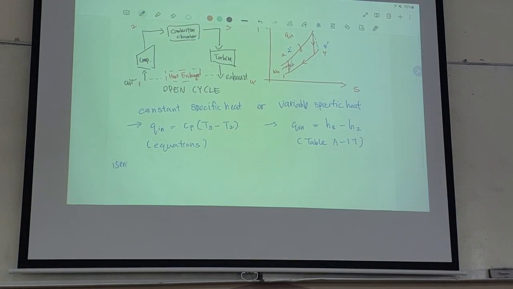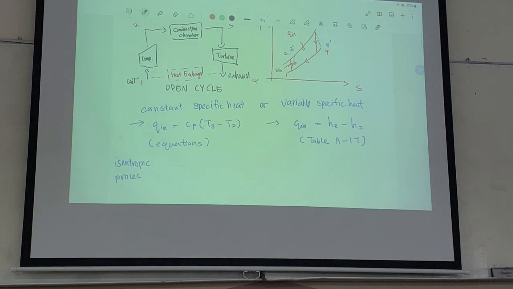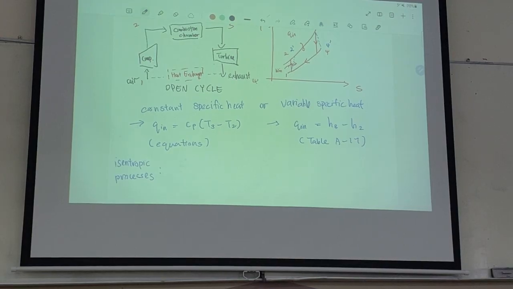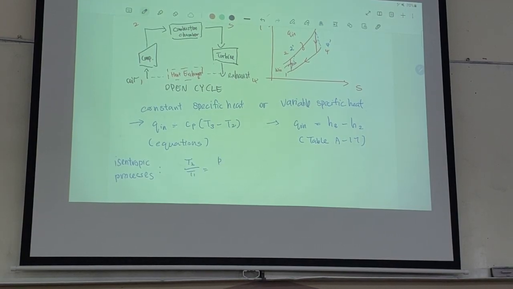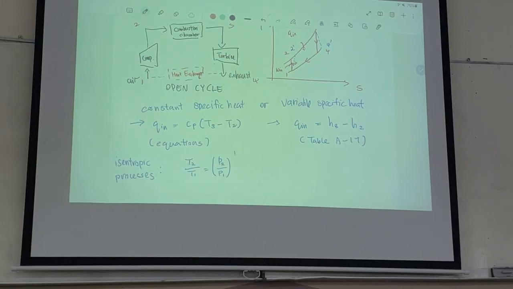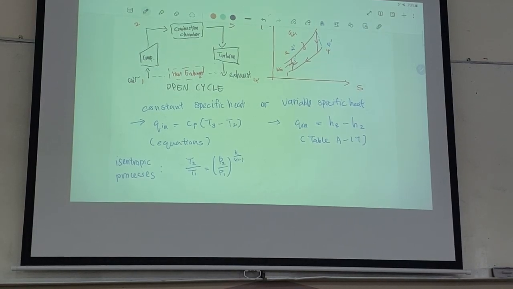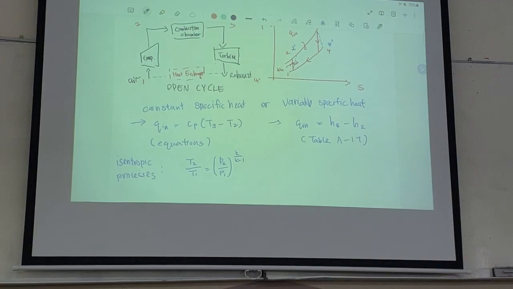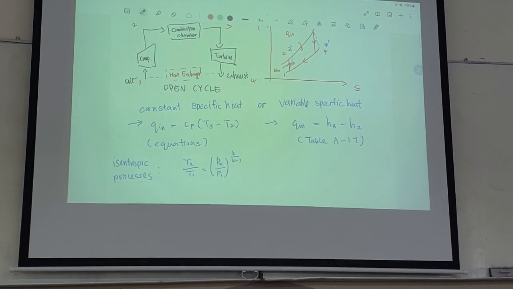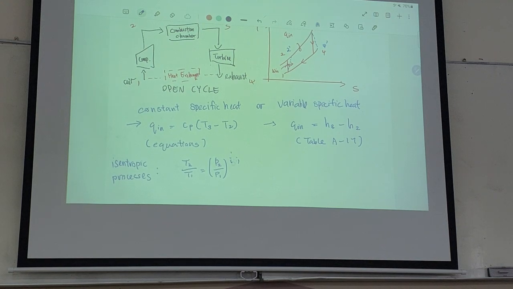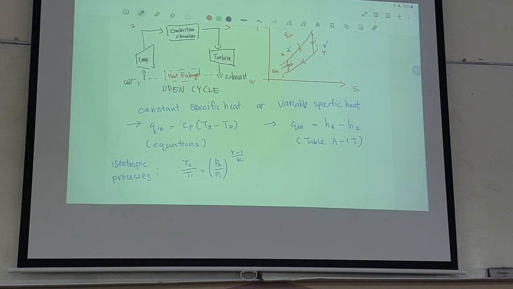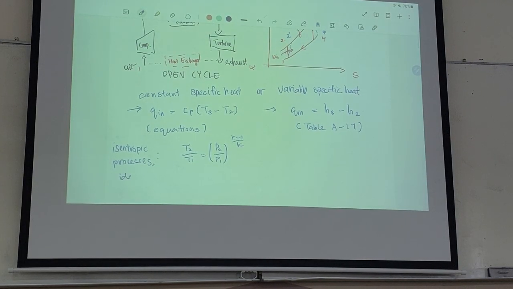And for the isentropic processes, for constant specific heat, we use T2 over T1 equals P2 over P1 to the power of K minus 1 over K. So always remember, you can only apply this if you are dealing with an isentropic process, ideal gas, and constant specific heat.